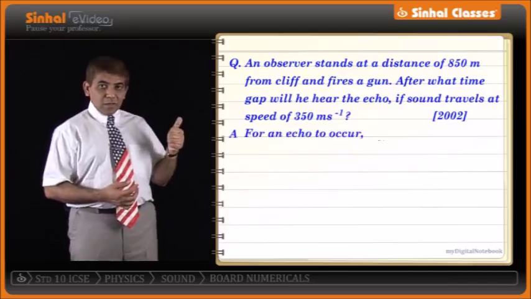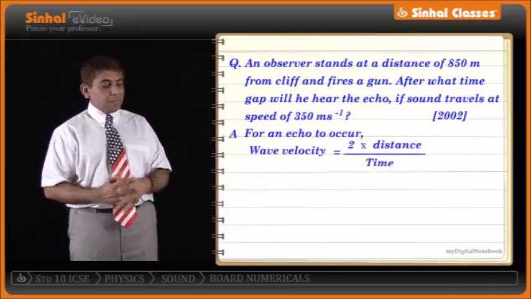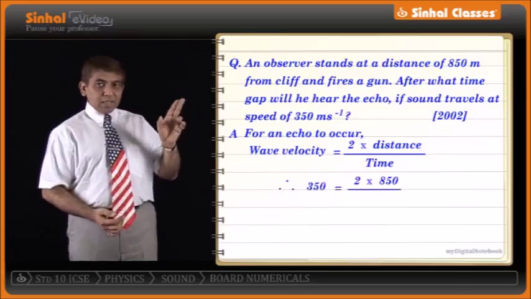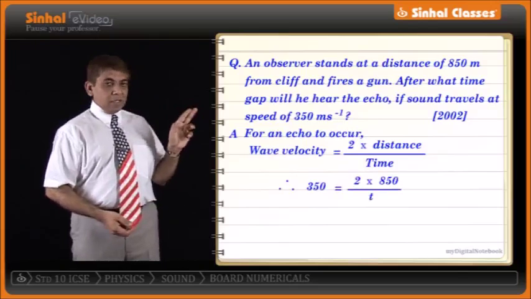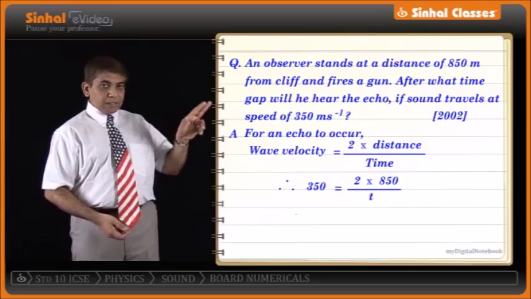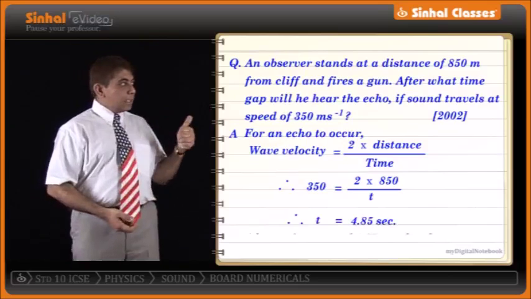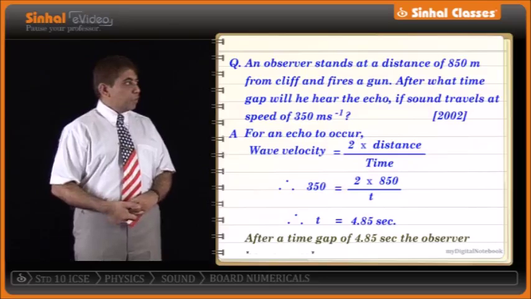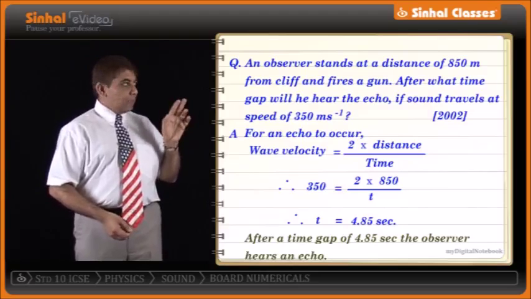For an echo to occur, our basic relation remains the same. It doesn't change at all, irrespective of the condition that has been applied. For an echo to occur, wave velocity is equal to twice distance upon time. If I substitute, I get 350 is equal to 2 multiplied by 850 divided by time. On calculating the time, I get the time equal to 4.85 seconds. So therefore, after a time gap of 4.85 seconds, the observer hears an echo.